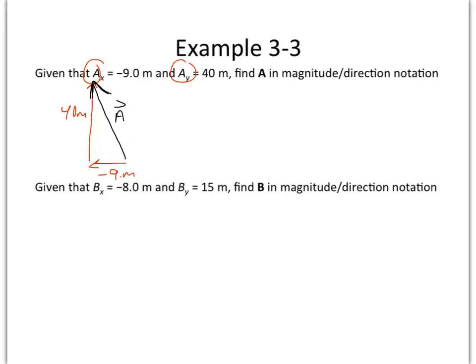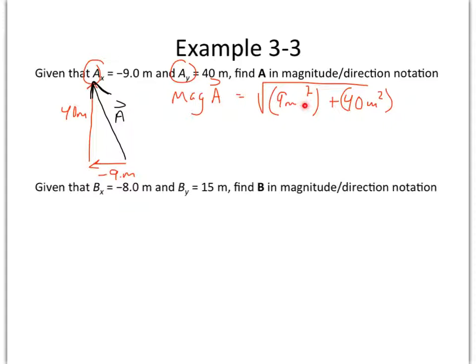To find the magnitude of vector A, we take the Pythagorean theorem, right? So it's going to be the square root of the x squared plus the y squared. So it's going to be 9 meters squared, this is squared right there, plus 40 meters squared. Now why did I not put negative 9 right here? Well, you know what happens if you square a negative. It becomes positive anyway.